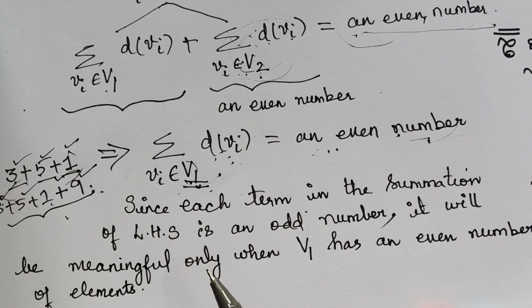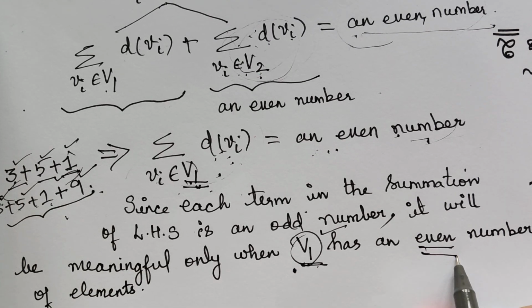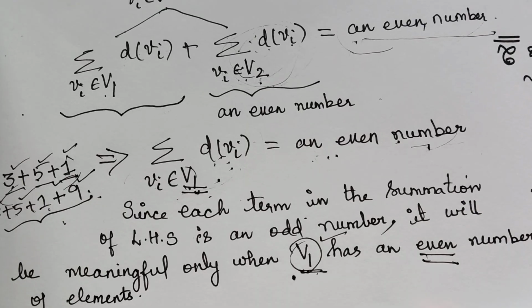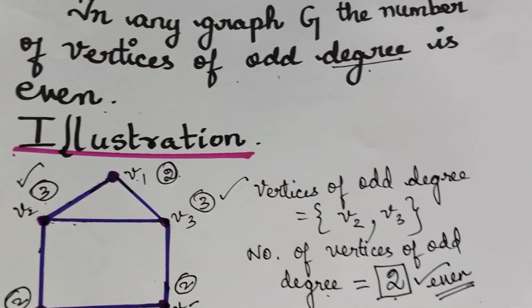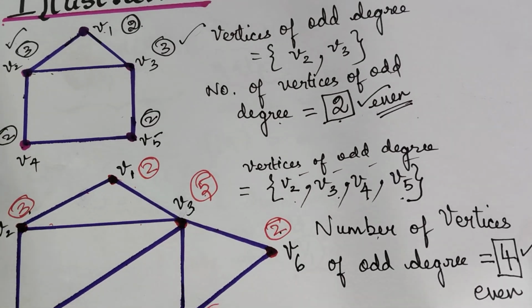For that reason only, we are saying that it will be meaningful only when V1 has an even number of elements. Hence we have proved that the number of vertices of odd degree, because V1 is the set of vertices of odd degree, like that only we chose. So the number of vertices of odd degree in a graph G is always even. So hence we have proved the corollary. So I hope you would have understood this corollary and how to prove this. And this is the illustration.